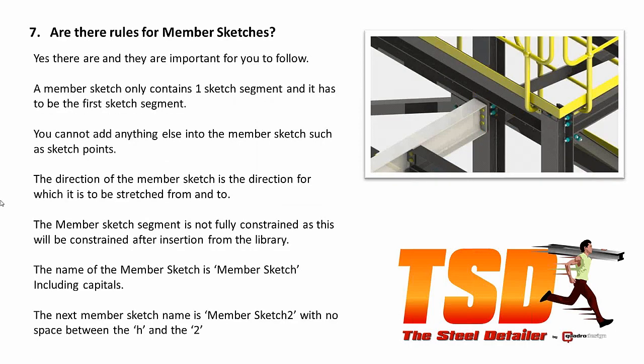Okay. Now there are rules for member sketches, and they're very important rules. Okay, I'll show you how you can check those rules to make sure that you've actually got them right. So a member sketch only contains 1 sketch segment. Okay, and 1 sketch segment only. That means that there's no sketch points, nothing else, and it has to be the first sketch segment.